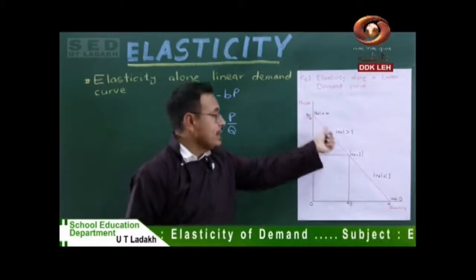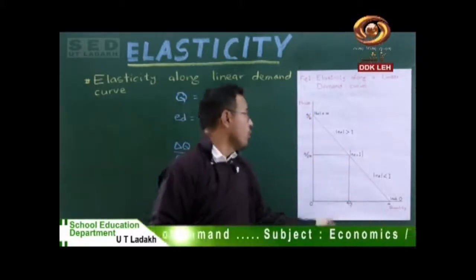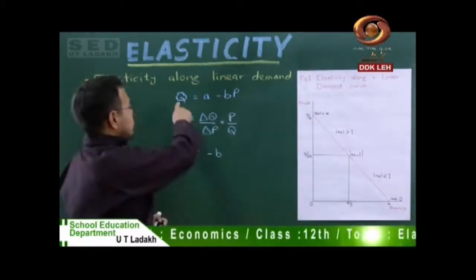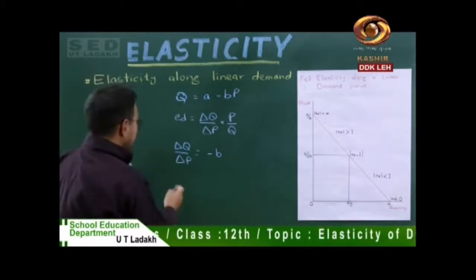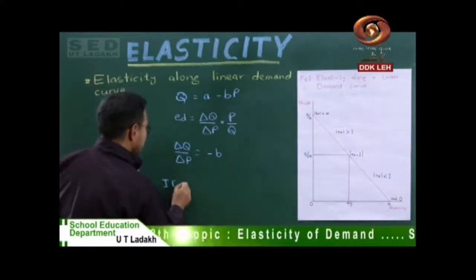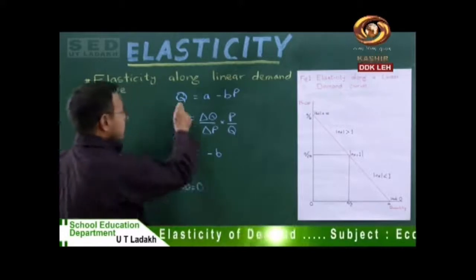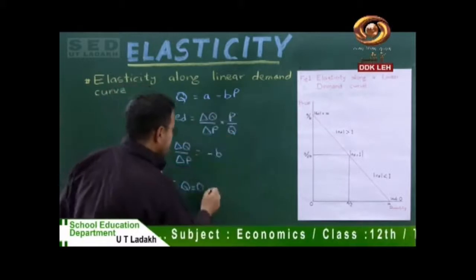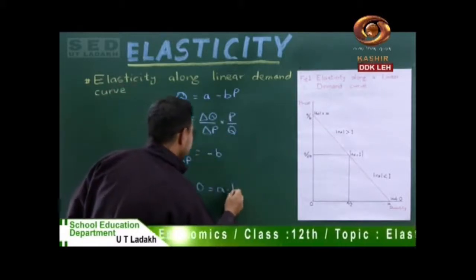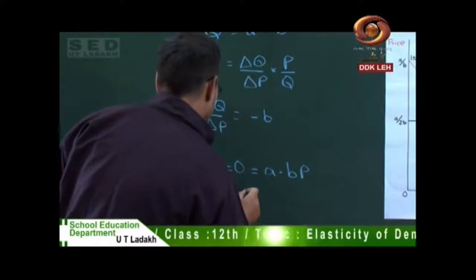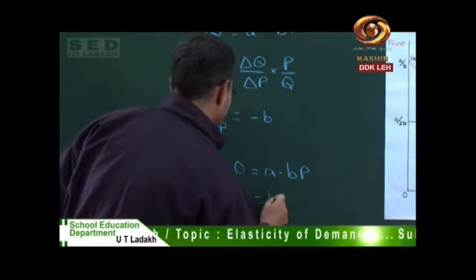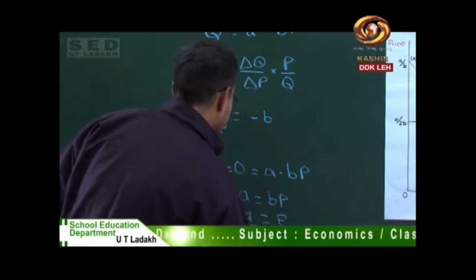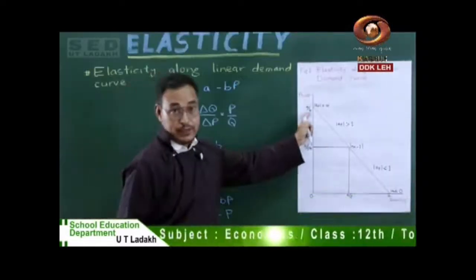Now what is this point? At this point your quantity demanded is 0. So simply your price is A by B. You can simply put the value of Q as 0 in this particular equation. For example, if Q is equal to 0, then what is P? Since Q is equal to A minus BP, which is 0, A is equal to BP, or here P is your A divided by B, which is here.